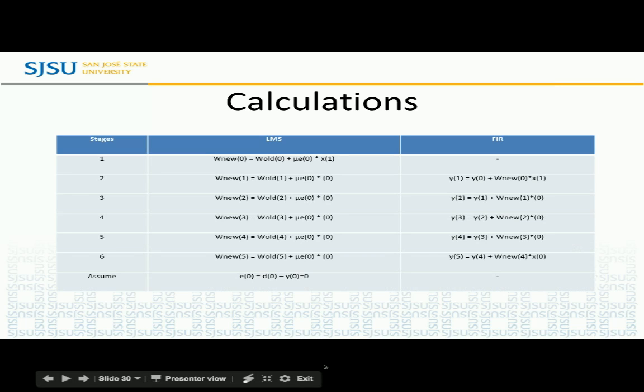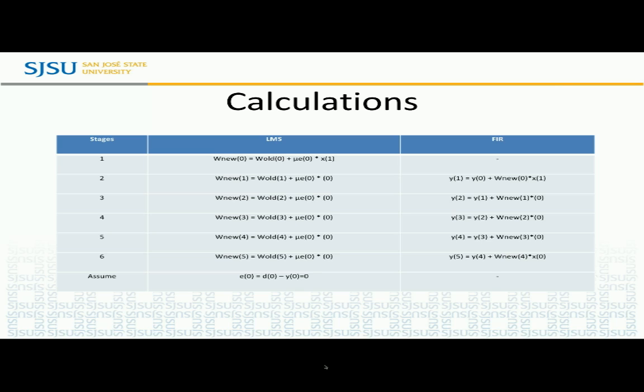As you can see, in the first case, the assumption is E of 0 equals D of 0 minus Y of 0. Everything is 0 at first, so it is 0. On the second cycle, E is updated. Also on the first stage, W new of 0 equals W old of 0 plus mu into error signal into X of 1. So the error signal gets updated on the second cycle, and then, as you can see in the calculations, W new is updated as well as Y of 1.